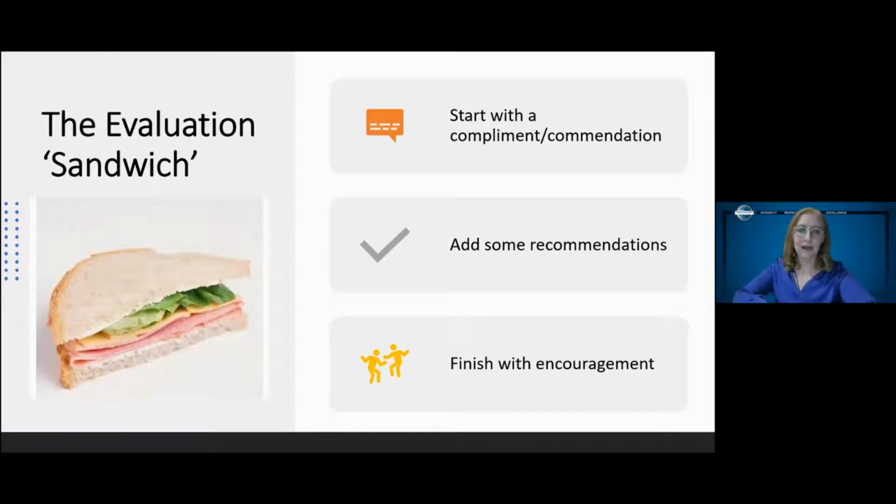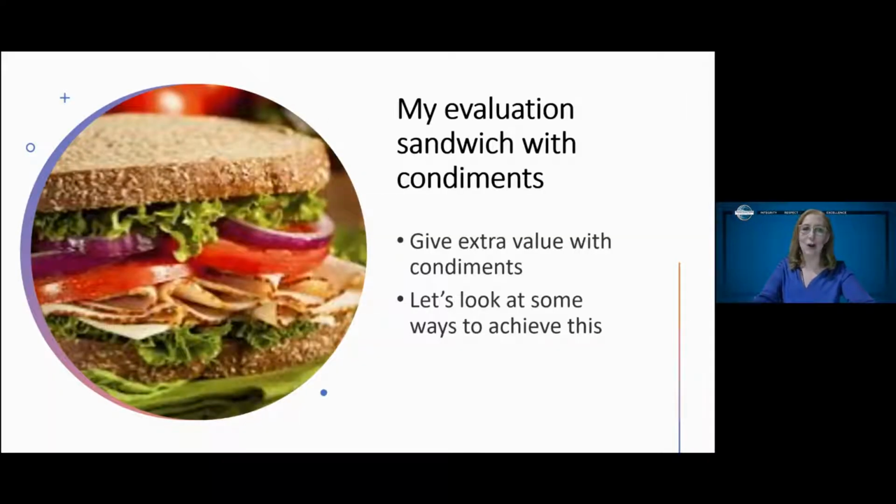As an evaluator, I want to build a more interesting and exciting sandwich, which gives more value to the speaker that I'm evaluating. So this is my evaluation sandwich. It looks much more delicious. It's got wholemeal bread, it's got lots of salad, it's got mayonnaise, mustard, chilies, anything that you could possibly want. How do we do this? How do we build a better evaluation sandwich that gives extra value to the speaker? And that's what we're here for today.